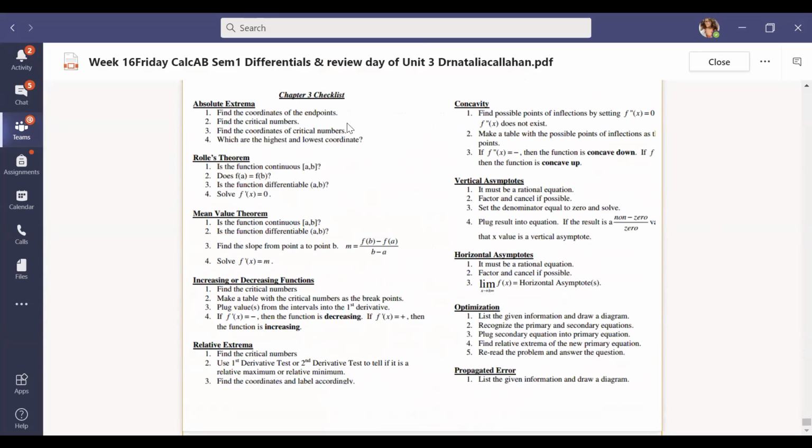And then lastly, this is a unit 3 checklist of all the materials that we've talked about, from optimization all the way to the very beginning of Rolle's and mean value theorem. So it's a concept summary of everything that we discussed. All right, so with that said, let's go ahead and get started with today's lesson.